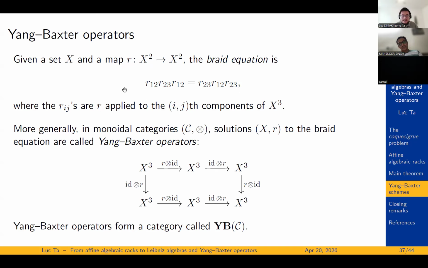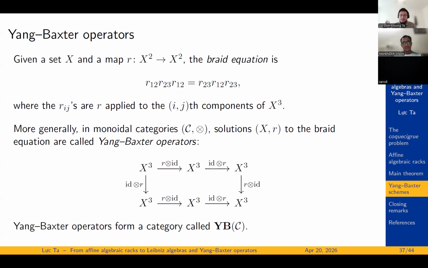Then we can talk about the braid equation, which is this equation here, where the R_ij's are just R applied to the ijth components. So pairs of X and R are what we call either set-theoretic solutions to the Yang-Baxter equation or braided sets. And this definition generalizes pretty naturally to arbitrary monoidal categories, where you have an object X and an automorphism R of X squared that make this diagram commute. And this diagram is literally just the braid equation.